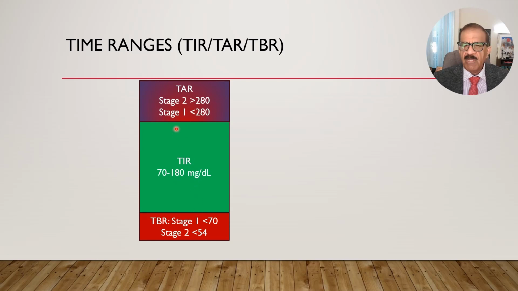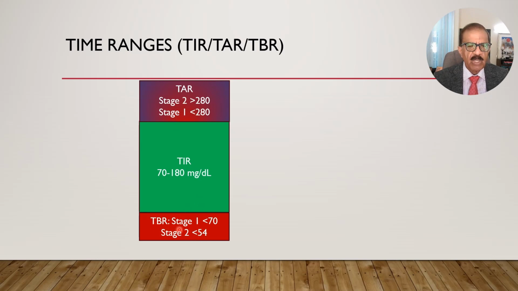There could be time above range, that means sugar is above 180. From 180 to 250 is stage 1 hyperglycemia, and from 250 above is called stage 2 hyperglycemia. Stage 1 may still be okay, but stage 2 signals the possibility of going into diabetic ketoacidosis or hyperosmolar state. Similarly, you could have hypos, time below range.